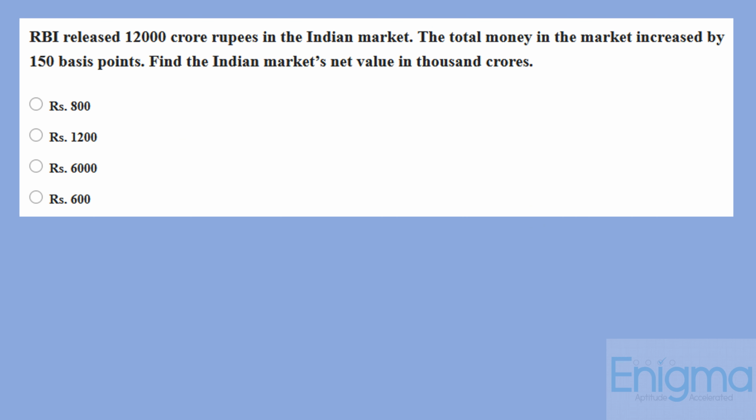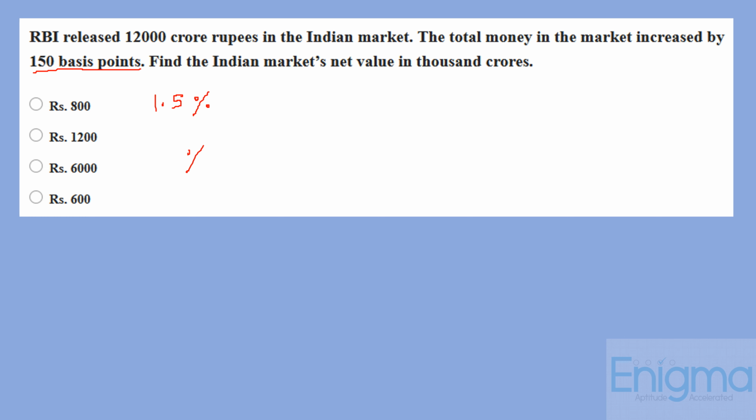RBI released 12,000 crore rupees in the Indian market. The total money in the market increased by 150 basis points. Find the Indian market's net value in 1000 crores. Now, first of all, 150 basis points means 1.5%. So now, basically, there was a change of 1.5% increase.